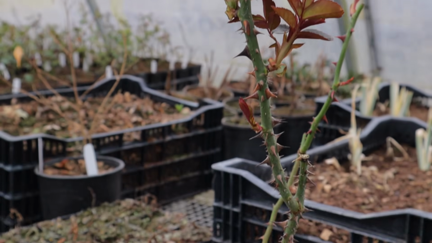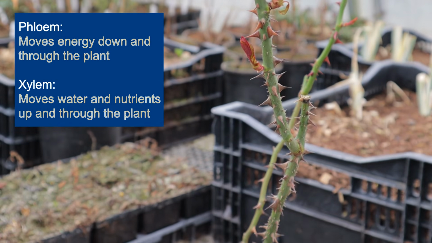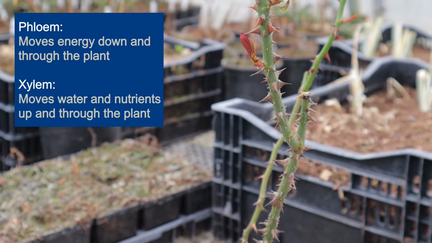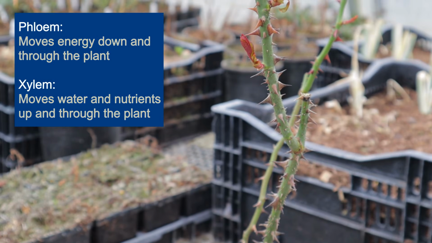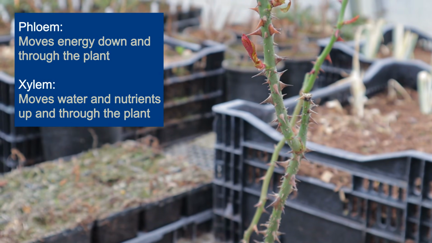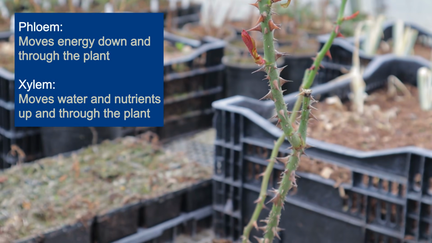There are tissues in the stem that move that sugar downwards and reposition it throughout the body of the plant. Those tissues are called the phloem, and there's other tissues or vascular tissues inside the stem of the plant that move the water and nutrients upwards from the soil, and that's called the xylem.